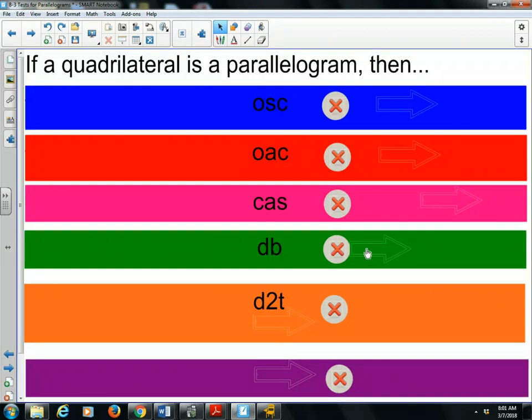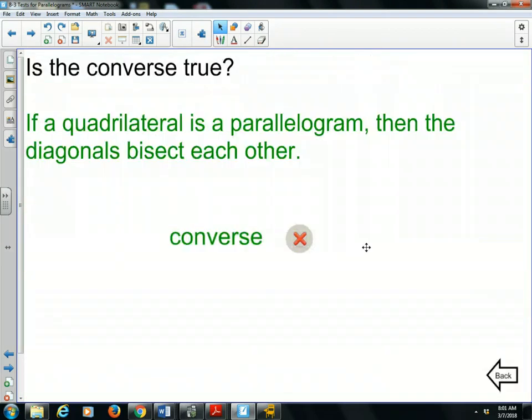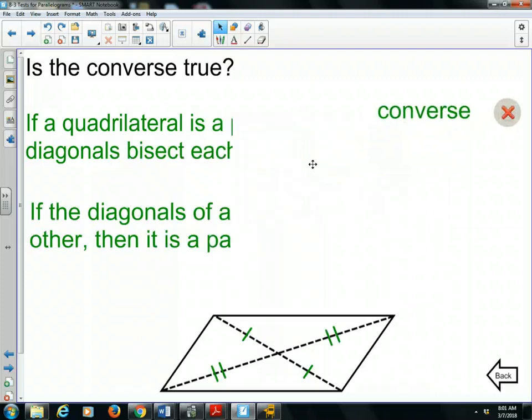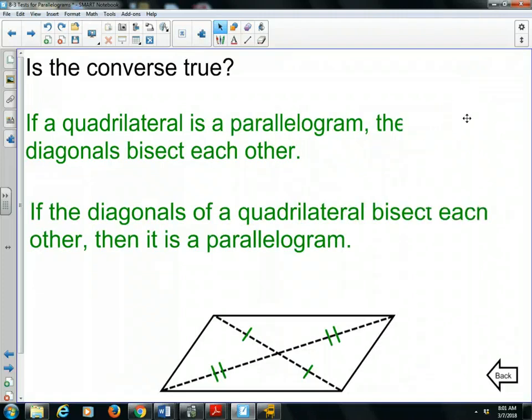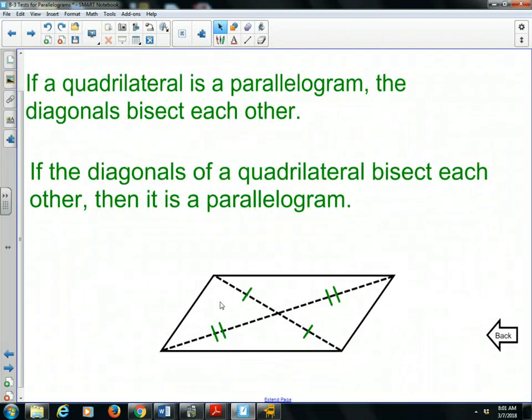This DB means that the diagonals bisect each other. So yesterday we said that if it is a parallelogram, then the diagonals bisect each other. Today we're going to say the converse of that. If the diagonals of a quadrilateral bisect each other, then it is a parallelogram. Also a true statement.